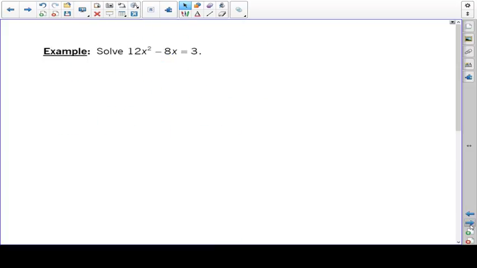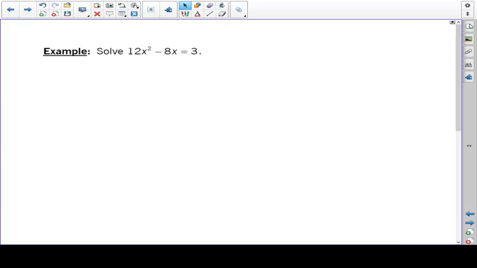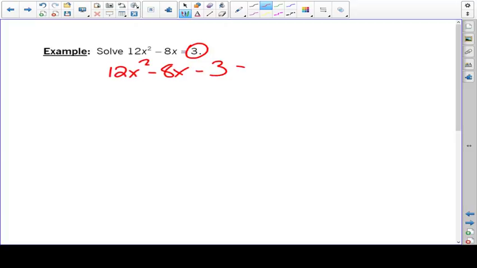Another one, exact same thing here, except there's a slight little twist. The slight little twist is the 3's over here. So we have to bring everything over together. So that's 12x squared minus 8x minus 3. So it becomes negative 3 when we bring it over to the left side to reunite it with the rest of the quadratic equation. And that's what we have.